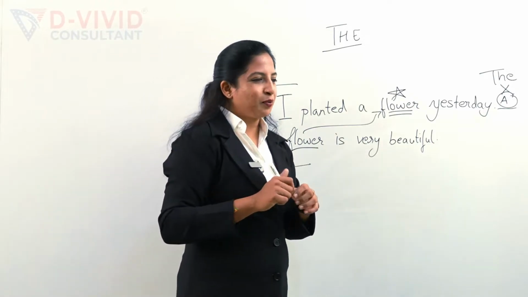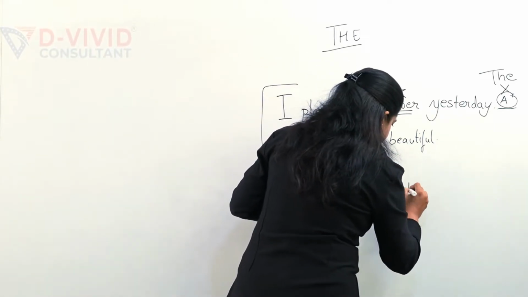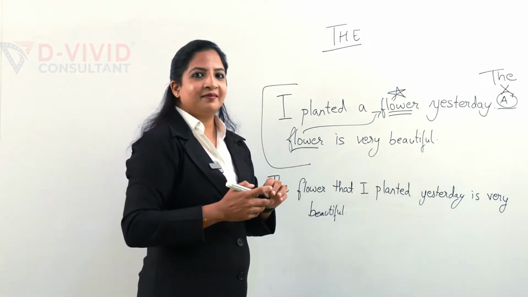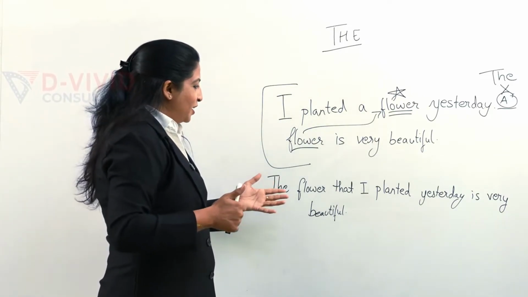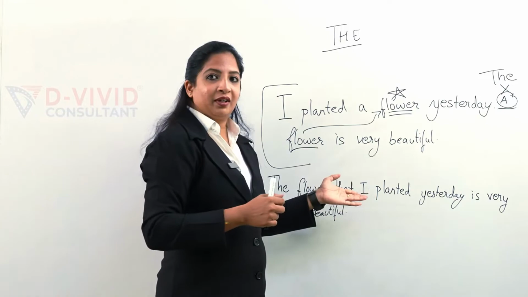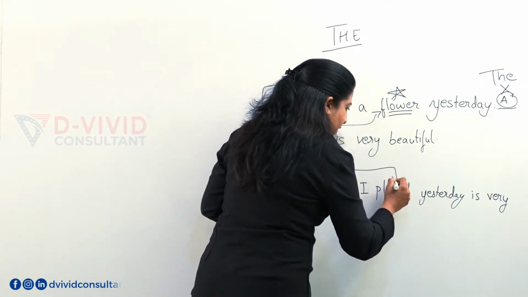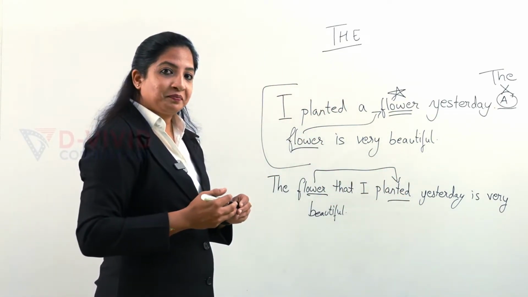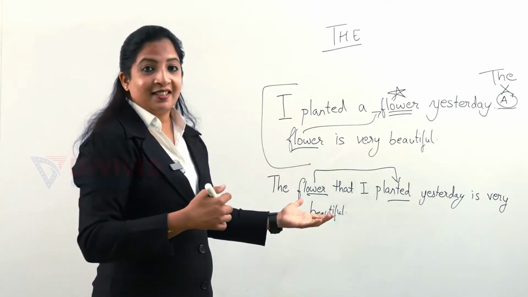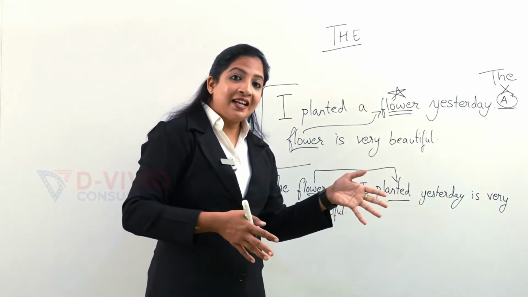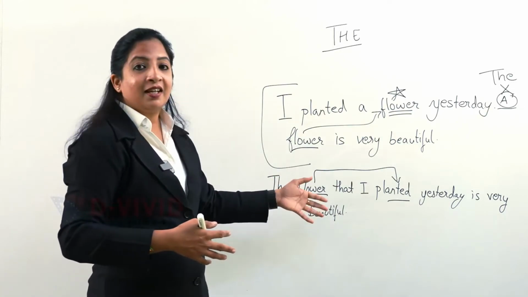Okay, let me help you with this. Can I say like this? Was this the same sentence that you guys made? Well done. Now, if you pay attention, I have written the flower. Means this is the flower that I planted yesterday is very beautiful. So I can directly start to point out my noun about which I am further explaining about it in my sentence.